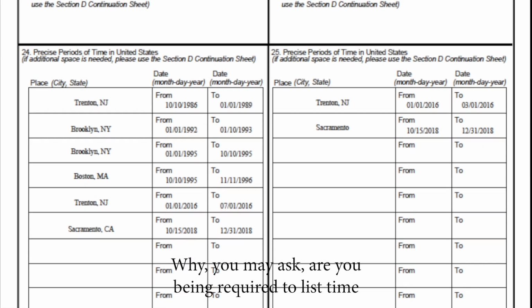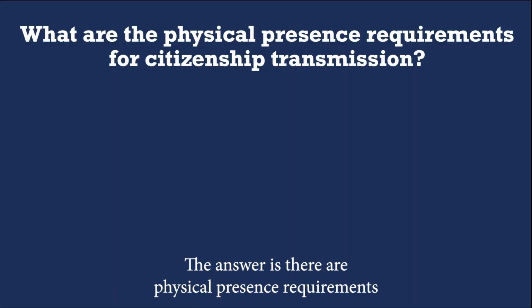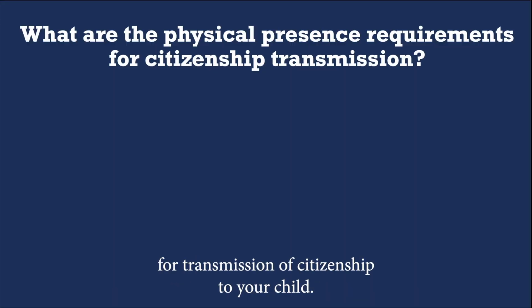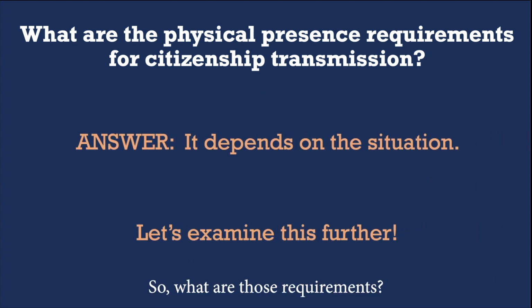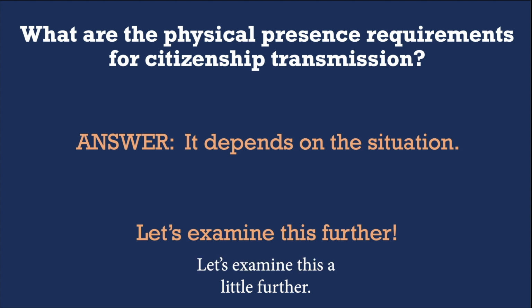Why, you may ask, are you being required to list time spent in the United States? The answer is there are physical presence requirements for transmission of citizenship to your child. So what are those requirements? The answer depends on the situation of the parents at the time of birth. Let's examine this a little further.